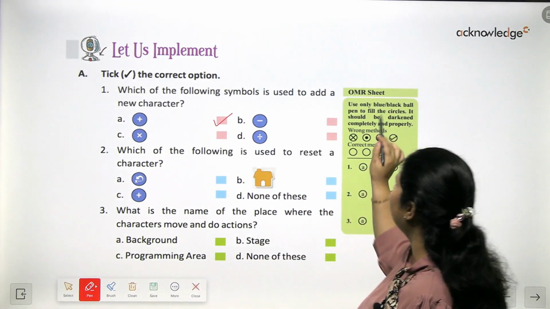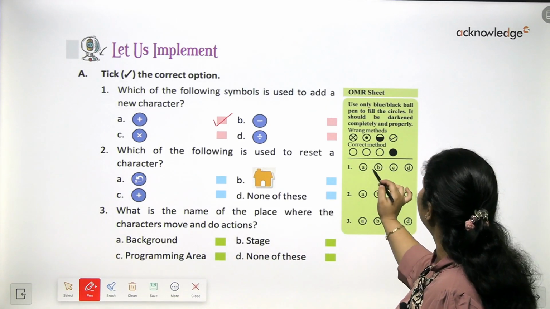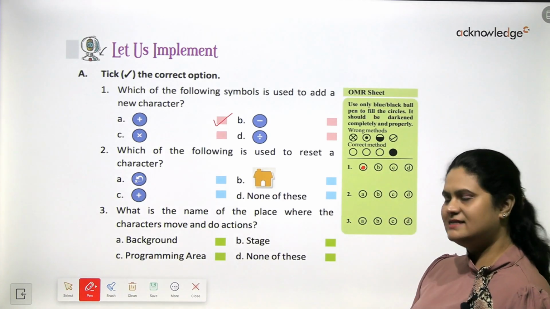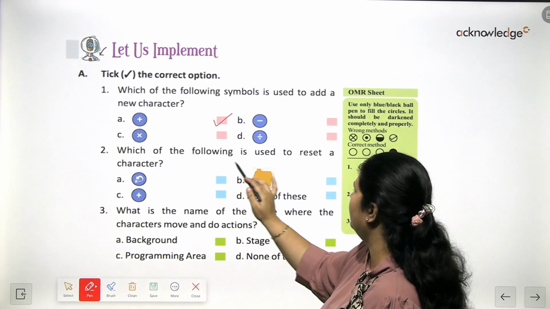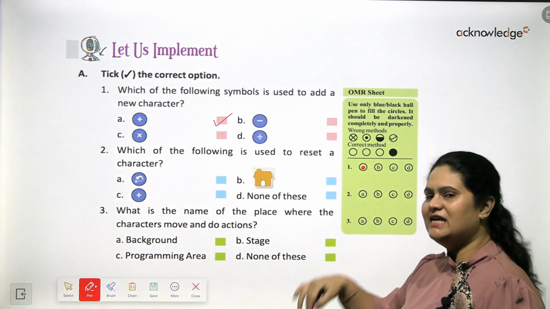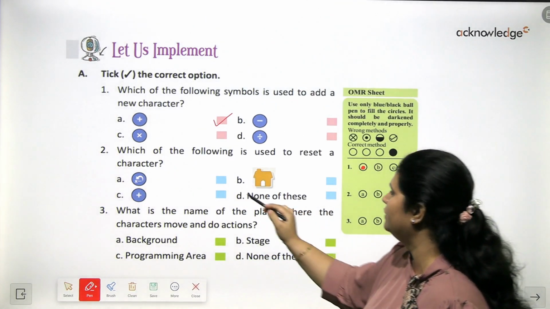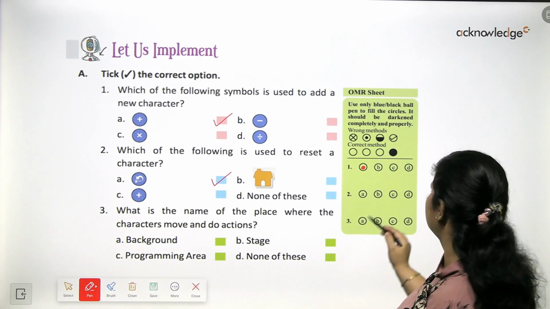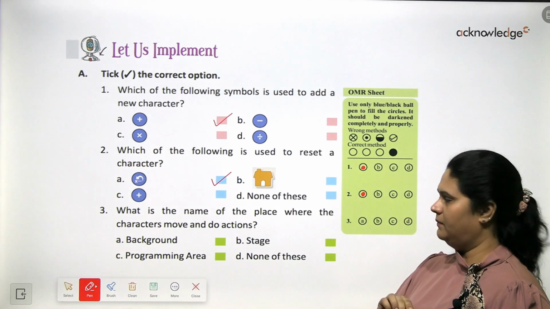So let us start filling this OMR sheet also side by side. We'll fill the bubble A. Right? Now second one, which of the following is used to reset a character? So for resetting a character, we use the reset button. Okay? So again, the answer to the second part is A.